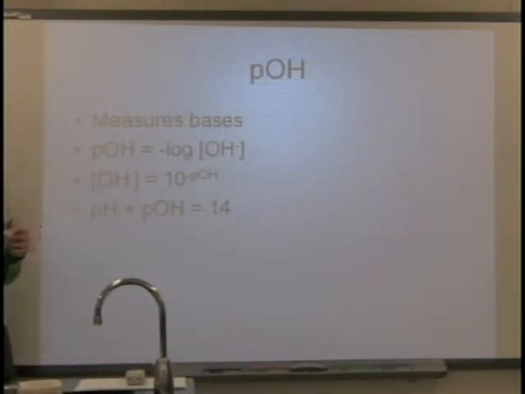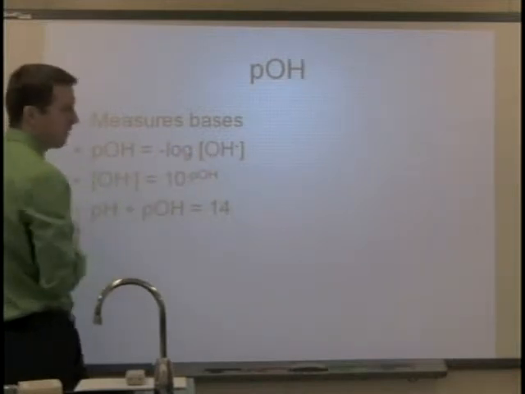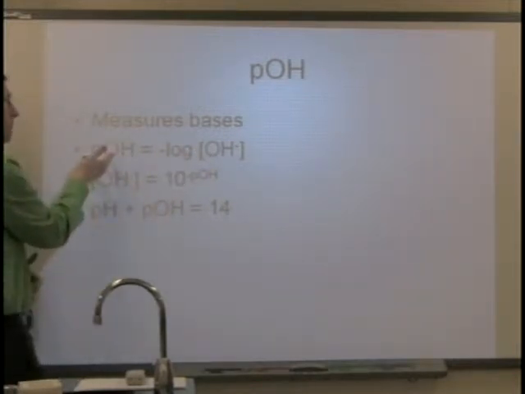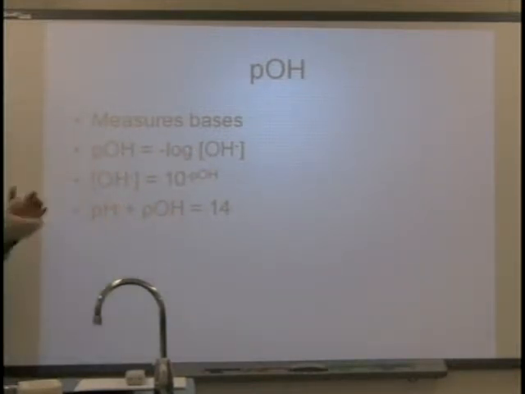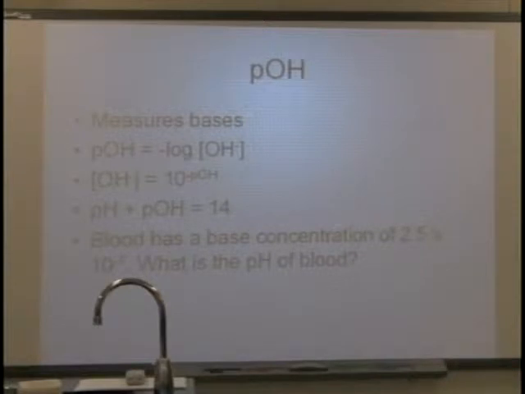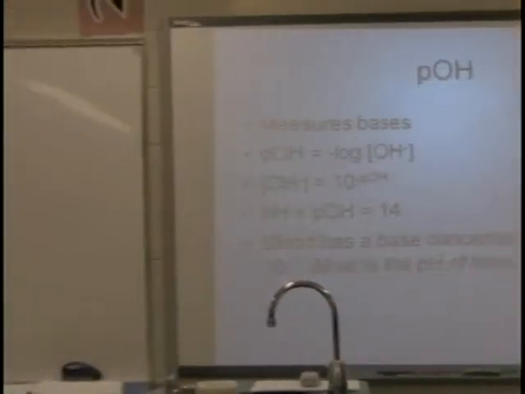So if you have a base, the molarity is the hydroxide concentration, I can solve for the pOH and plug it into here to figure out that last part. Here is the equation that we're going to work on here. It says blood has a base concentration of 2.5 times 10 to the negative 7th. What is the pH of blood?